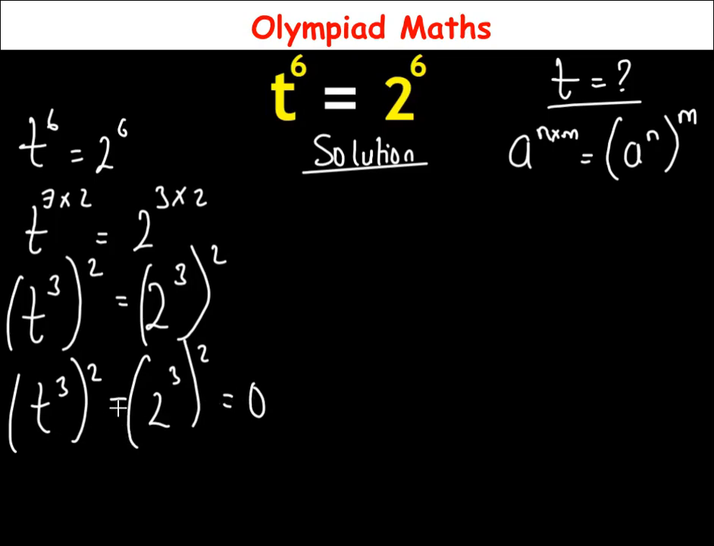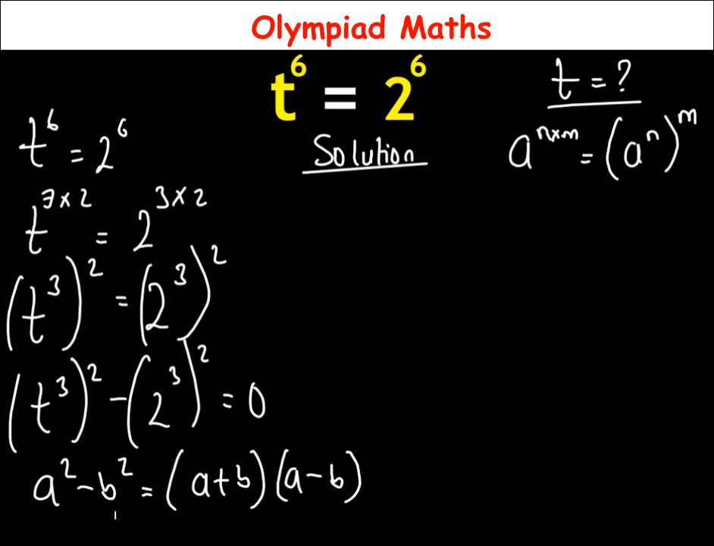At this junction, we have a difference of two squares. So if you have, let's say, a squared minus b squared, this equals, in brackets, a plus b multiplied by a minus b. So in this case, the value of a is t to the power of 3, and the value of b is 2 to the power of 3.